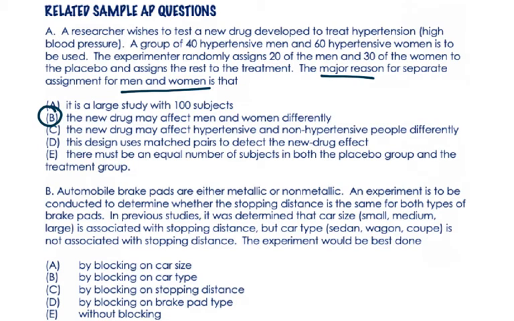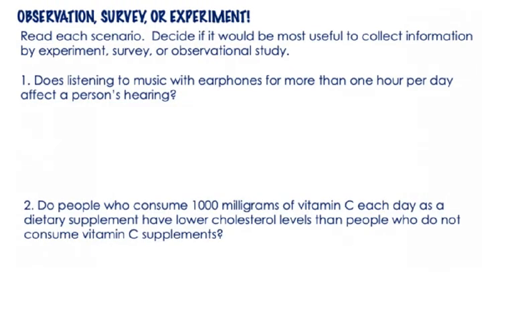1, 2, 3. Okay, so I would pick A because the question says, in previous studies, it was determined that car size is associated with stopping distance. So that's why in my answer choice, I picked car size. So just reading carefully. All right. So for these, we're going to read each scenario and decide if it would be most useful to collect information about an experiment, a survey, or an observational study.